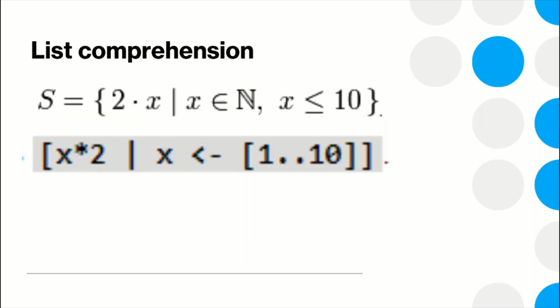And then we have the list comprehension. That is like a set comprehension in mathematics, so it's very useful to return a list. So in the example we have a list comprehension that is going to give us a list of the numbers beginning in 1 and finishing in 10 but multiplied by 2.